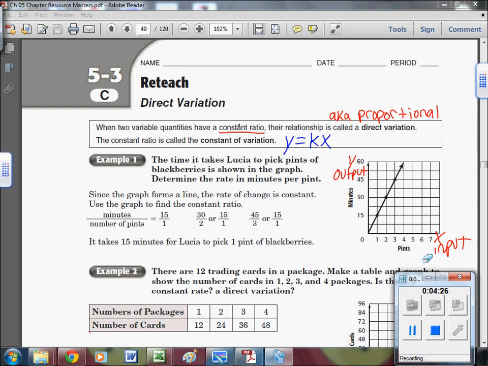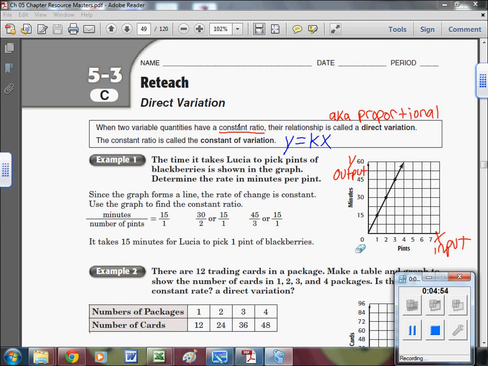They're asking the exact same thing we've been doing for weeks when we talked about constant rate of change, or when we talked about slope. We're talking about constant rate of change or slope. It's always going to come from the origin, from 0, 0. And in fact, that makes sense. If she has picked 0 pints, if she's picked nothing, then she spent no time because she didn't do anything. So that kind of makes sense. They go together. So the question says, determine the rate in minutes per pint.